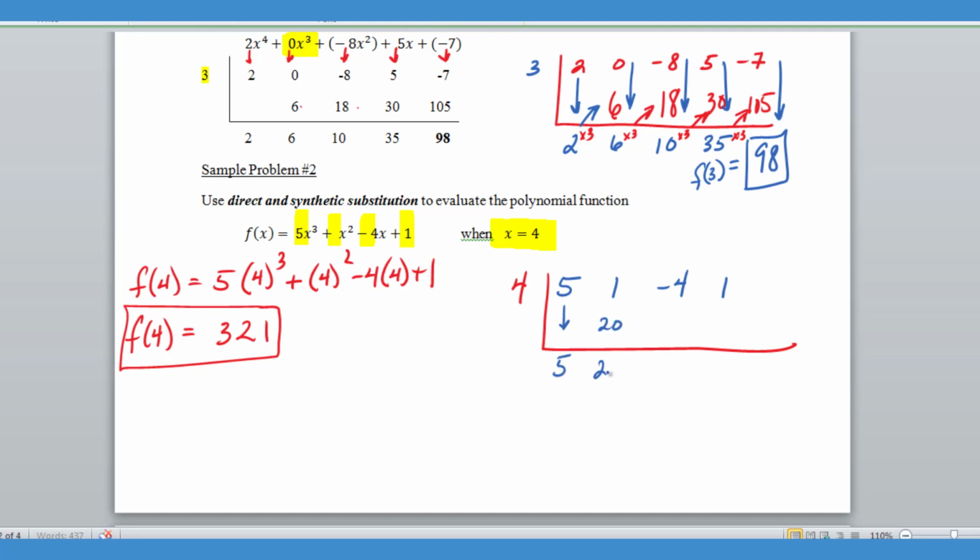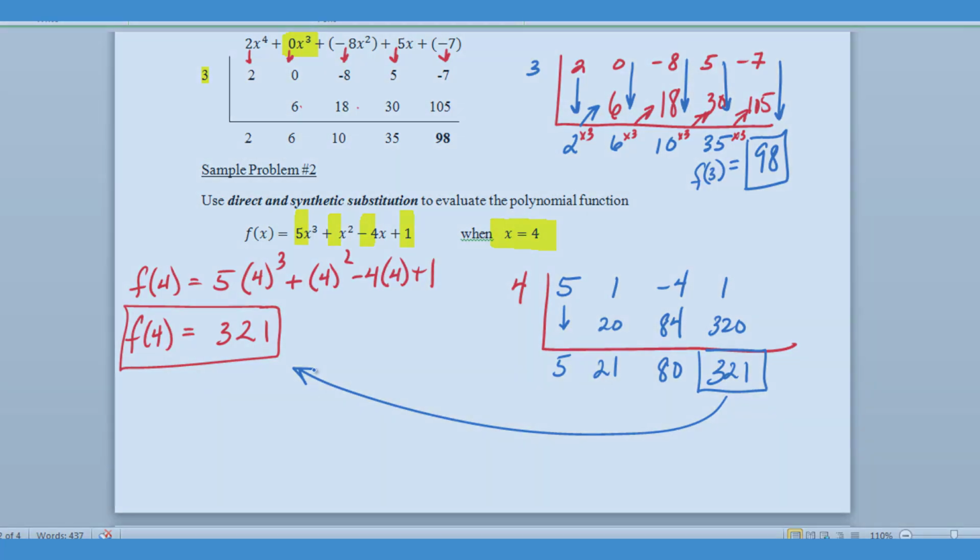I combine the 20 and the 1, gives me 21. 21 times 4 is 84. I combine those terms, get 80. 80 times 4 is 320, which gives me 321. And if you look at that, we had the same value that we had when we did direct substitution. Okay, so this is a new look at a way to evaluate polynomial functions.